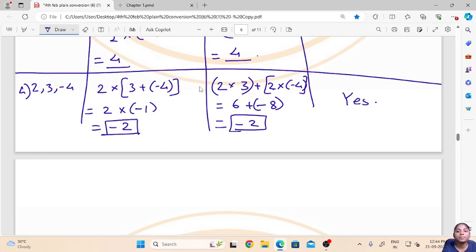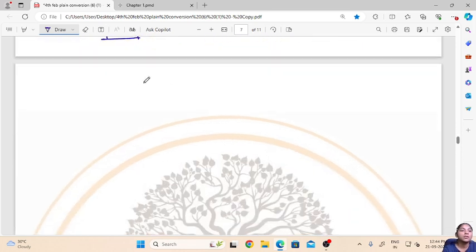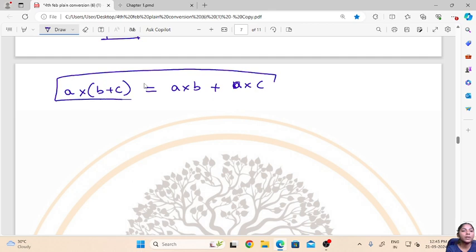Thus we conclude that for any three integers, a into (b plus c) is equal to a into b plus a into c. Thus this verifies the distributive property of multiplication.